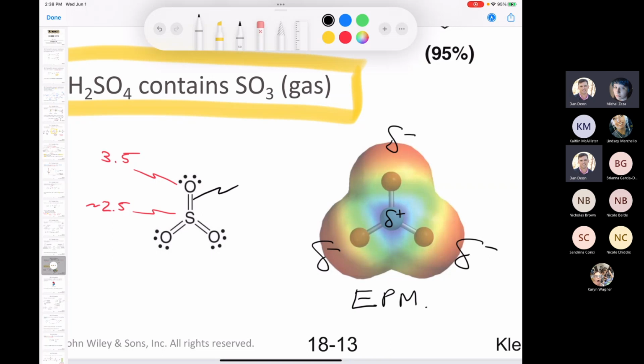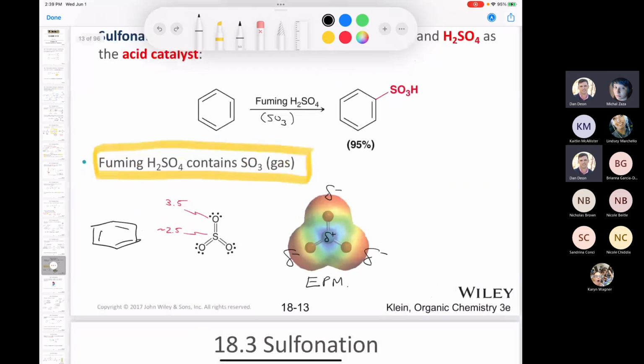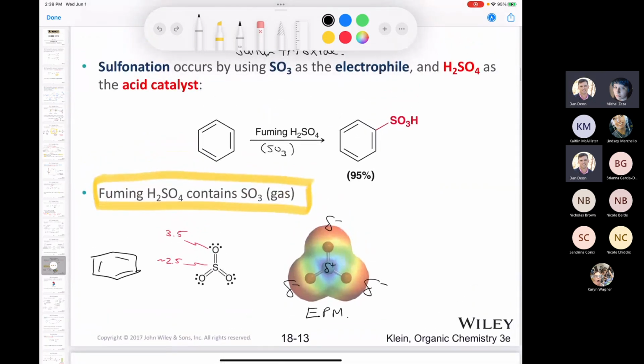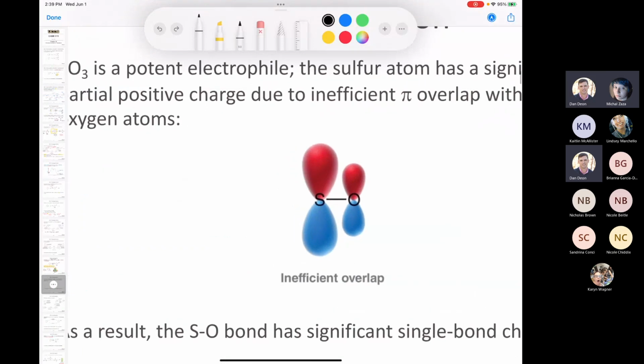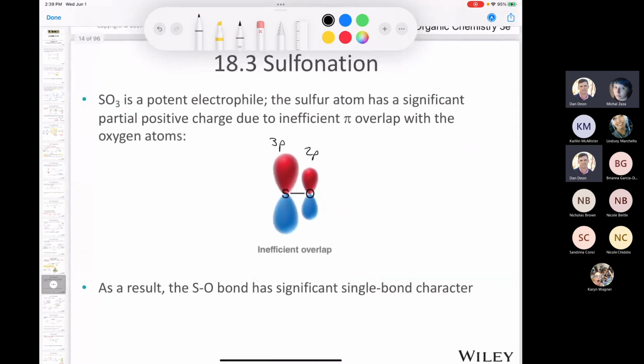A pi bond results from the side-to-side overlap of two p orbitals. Well, if you look at the periodic table, where do you find oxygen? Oxygen is in period 2, where sulfur is in the third period. So if you look at the overlap between the 3p orbital of the sulfur and the 2p orbital of the oxygen respectively, the overlap is really poor. And the reason why it's inefficient is because there's so much difference in size.